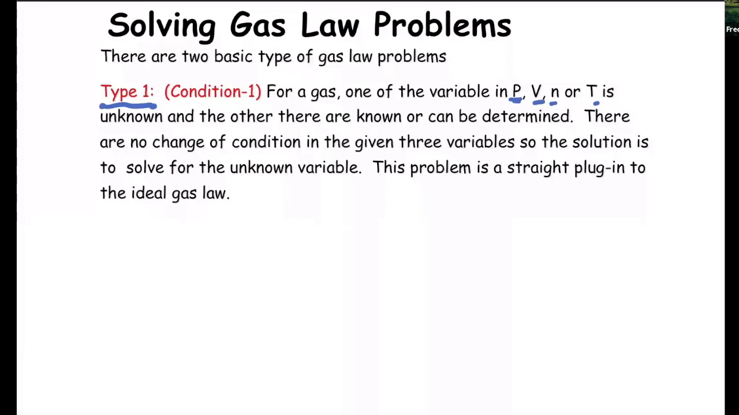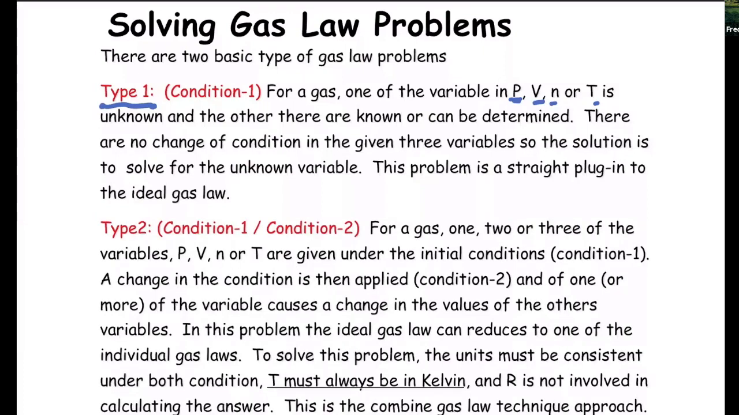The more common problem is this right here, where you have one condition here in San Diego and you have a second condition in Denver. Well, in that case, one of the variables will change. Let's say that we have atmospheric pressure in San Diego, but now the pressure in Denver is different. It's going to be lower. Well, how do the other variables change? And this particular condition you want to set up. Okay, here in San Diego, P1V1 equals N1RT1. In Denver, it's going to be the ideal gas law, so we'll call it P2V2 equals N2RT2.